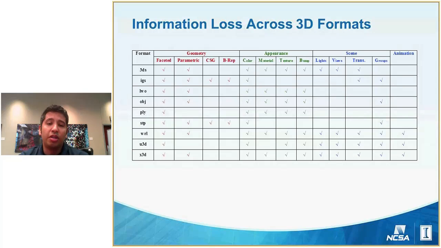So we kind of try to compare some of the features that are stored in a couple of different 3D file formats, such as 3ds, IGES, Lightwave, OBJ, and others, and stuff they store in terms of geometry, such as faceted models, parametric curves, CSG, BREP, appearance stuff like color, material, texture, bump maps, scene stuff like lights, views, groups, and animations. And we try to find what each supported, just so we can kind of see what overlaps there were and what not overlaps there were. So as you can see there, not everything is checked in every one of these. So if you try to go from one format that has one thing to another format that doesn't, you're going to have to do something about it. You have to change the representation or drop the information.